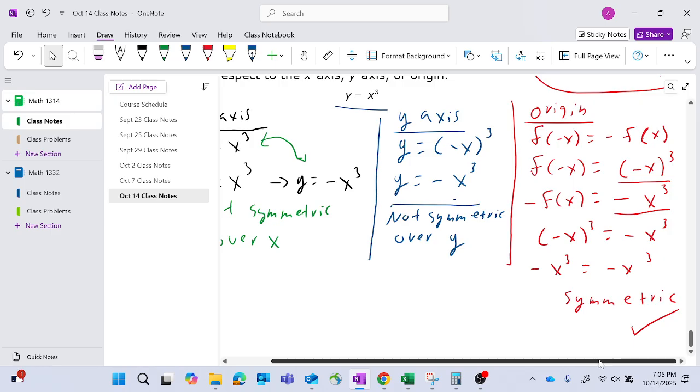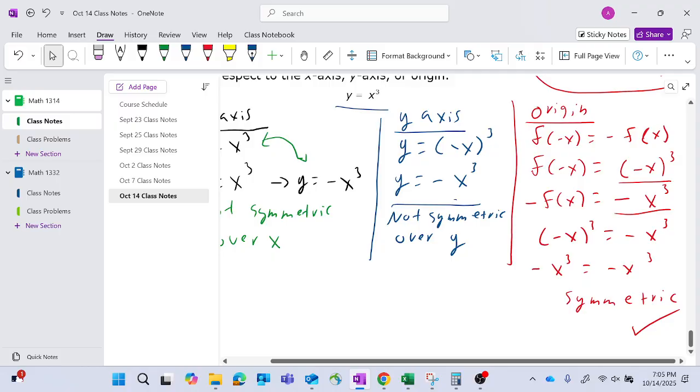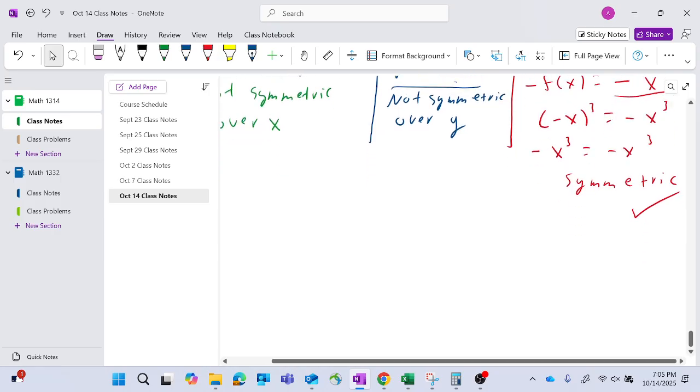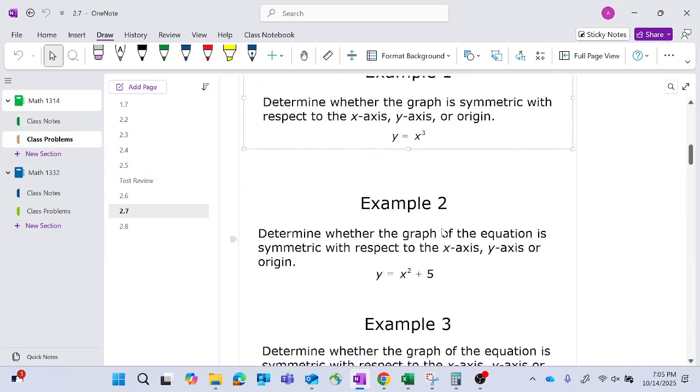Okay, it's a little confusing. Any other questions, guys, before we move on? Because I did see this on the final exam review. This will be on the final and the test. All right, let's keep going then.